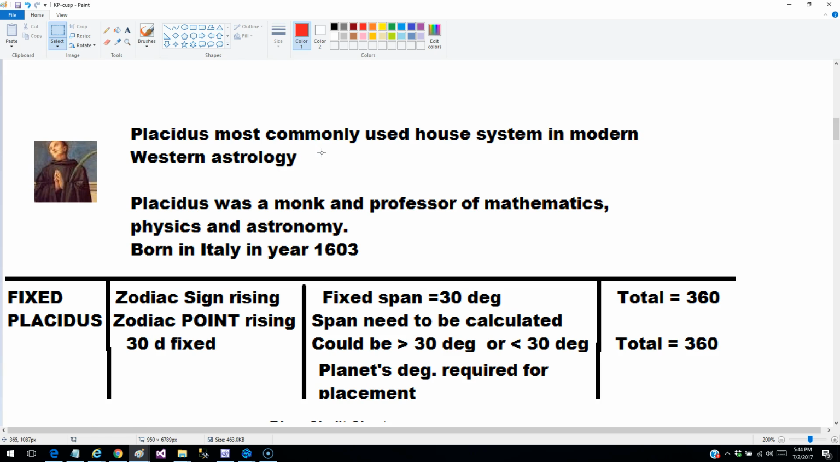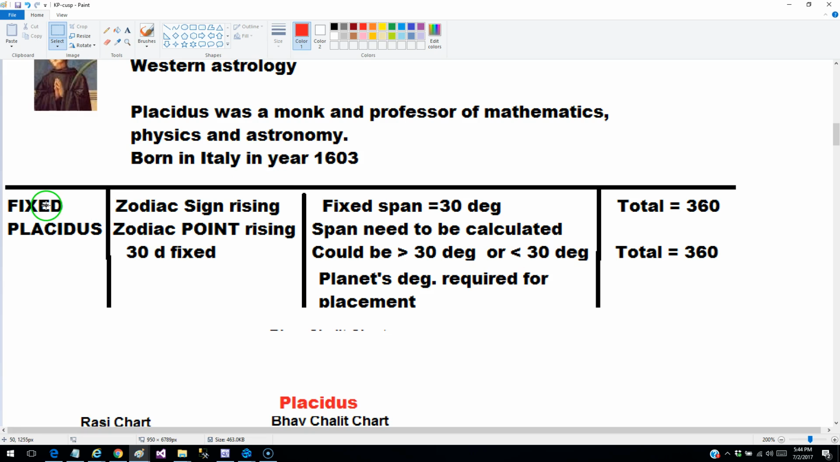Placidus house system. Now, the major difference between the fixed and the Placidus is that in the fixed you have a zodiac sign rising. Right? We saw that Leo was rising, and the house span is always 30 degrees, and the total span in a horoscope for all the 12 signs is 360 degrees. But in Placidus, it is not the zodiac sign that is rising, it is the zodiac point which is rising. So in the Placidus system, you don't say that Leo is rising, you say Leo 10 degrees rising, or Leo 15 degrees 30 minutes is rising.